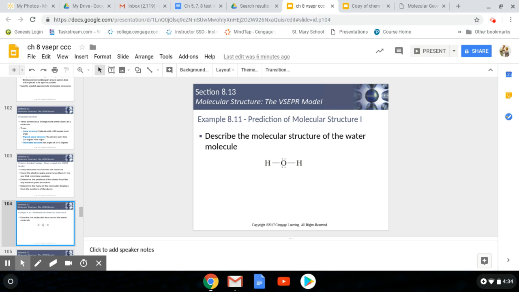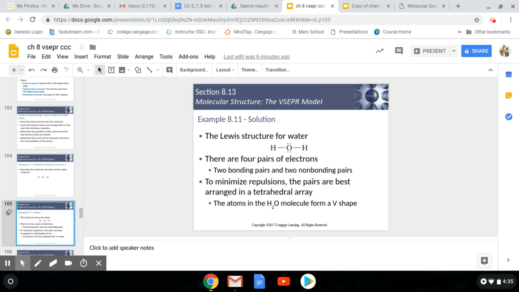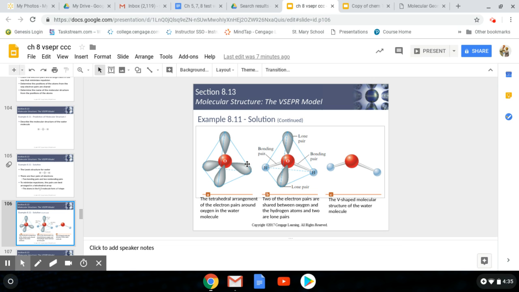So for example, if we look at water, water has two lone pairs of electrons and two bonding pairs of electrons. Okay, so the bonding are here and the non-bonding are here and there. It has two bonding pairs, two non-bonding pairs. So that would relate to a tetrahedral structure, so that the atoms in the water molecule actually form what's called a V-shaped tetrahedral.